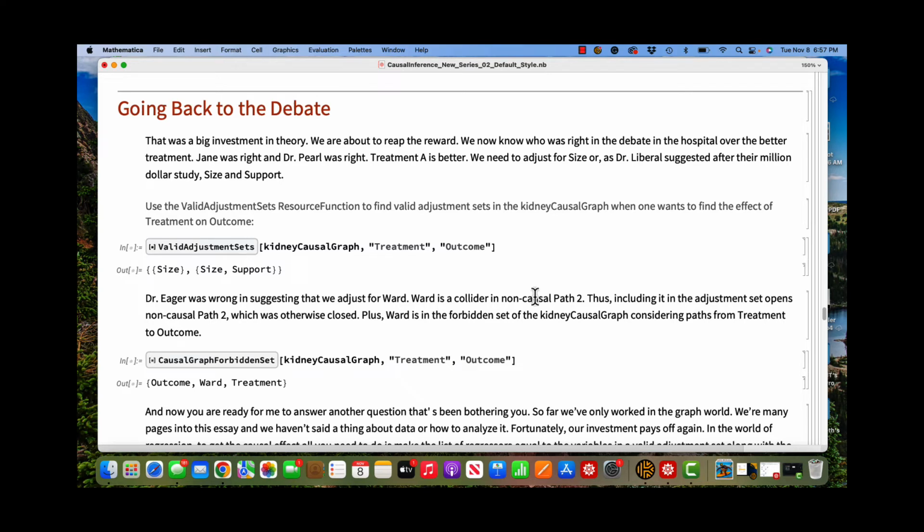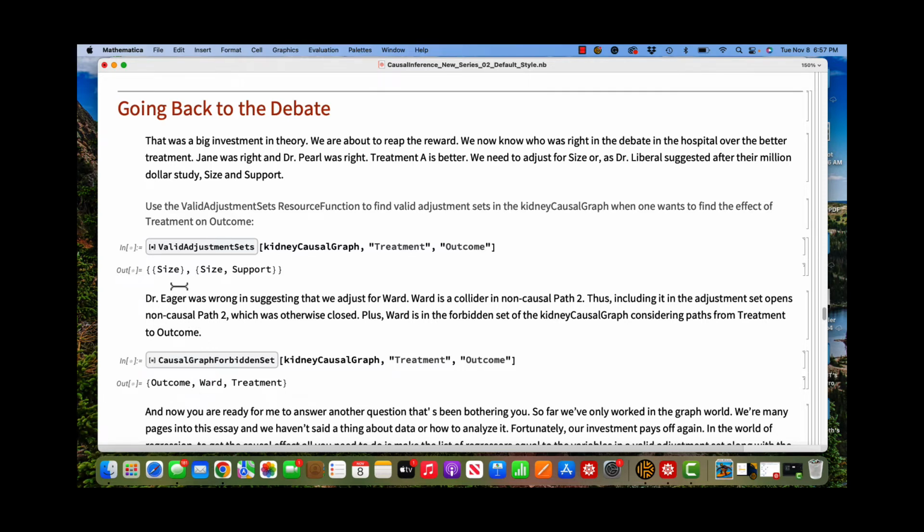Okay, so if we go back to the prior video where there was that big debate among the hospital experts about how to figure out whether treatment A or treatment B was better, and they looked at a whole bunch of regressions, we now know what the right answer is and who was wrong. Dr. Eager was wrong in suggesting that we adjust for Ward. Ward is a collider, and therefore controlling for it is going to mess up the outcome.